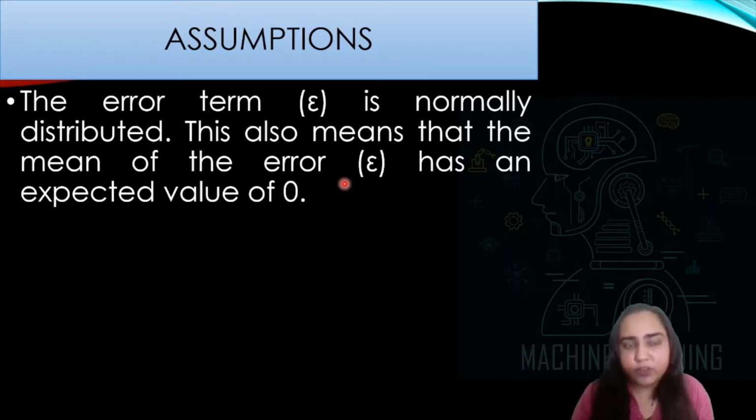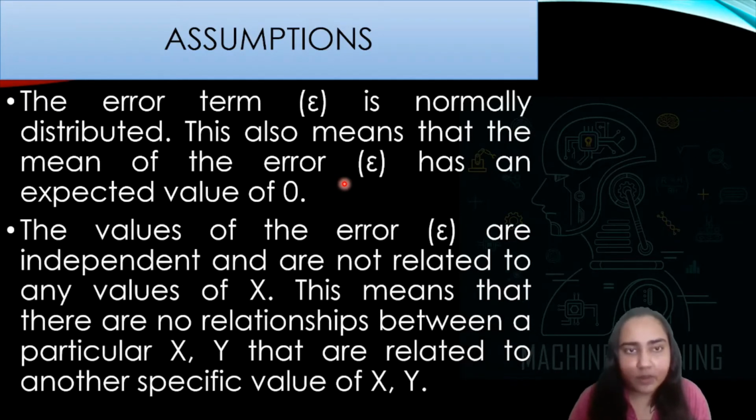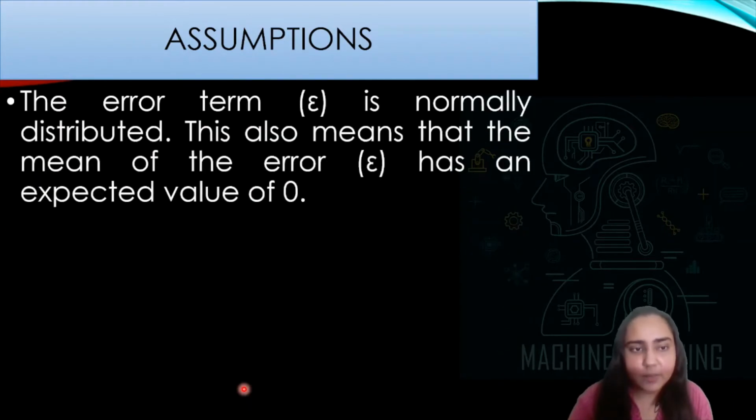Okay, normally distributed, which means it has a normal distribution with a bell curve if you plot it on a graph. The next assumption is that the values of the error epsilon are independent and are not related to any of the values of x. What does that mean? It means that there is no relationship between some value of x and some value of y, okay, that are related to another specific value of x and y. So one pair or combination of x and y is not related to another pair or combination of x and y. That's the other assumption we are making.